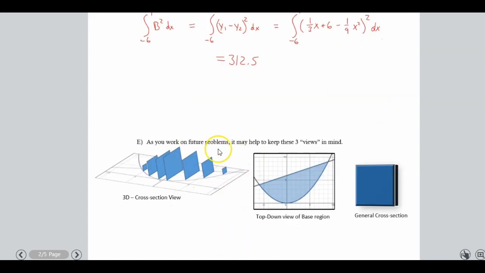Down here, part E, there's not really anything to do on this, but it's just helpful to think about as you're working some future problems. It's really helpful to keep these three views in mind. So you have your cross-sectional view of, say, drawing this out with the squares or triangles or whatever it is coming out of that XY plane. The top-down view of the base region, trying to define your edges, what is that base going to be from top to bottom. And then just your general cross-section, right?